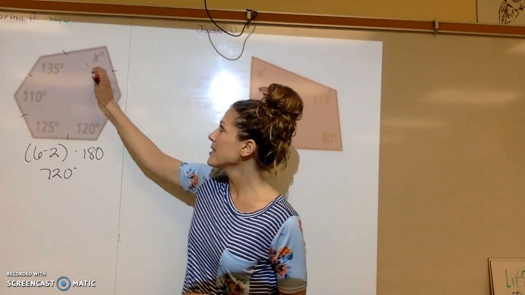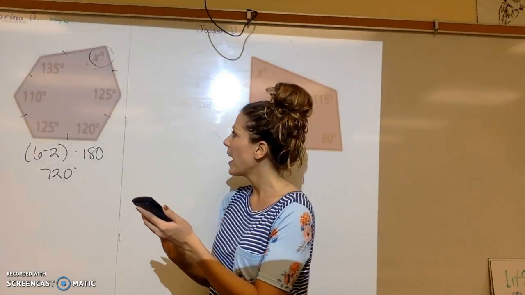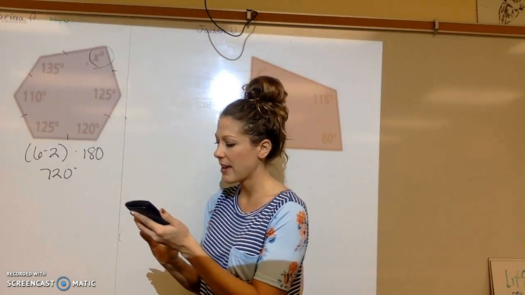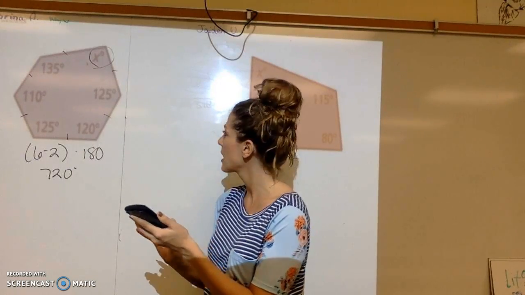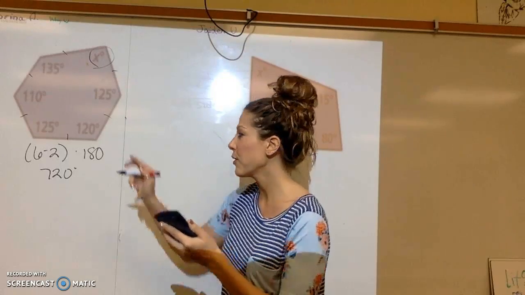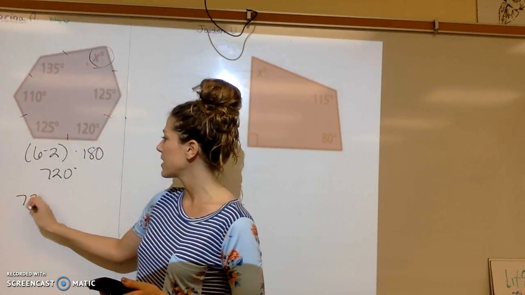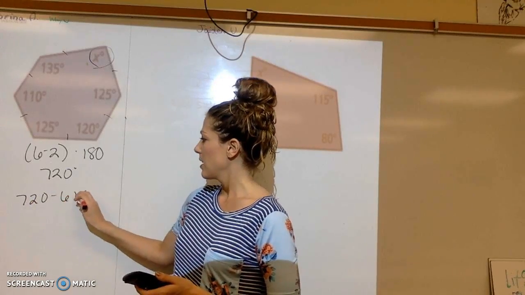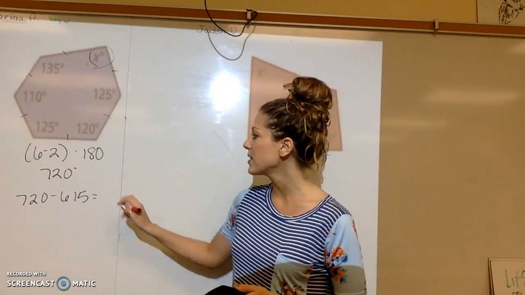So if we're going to find the missing one, we're going to add up the rest of them. We're going to take 135 plus 110, plus 125, 120, and 125. If you add all of these together, they add up to 615 degrees. So then our missing angle is going to be 720 minus 615.